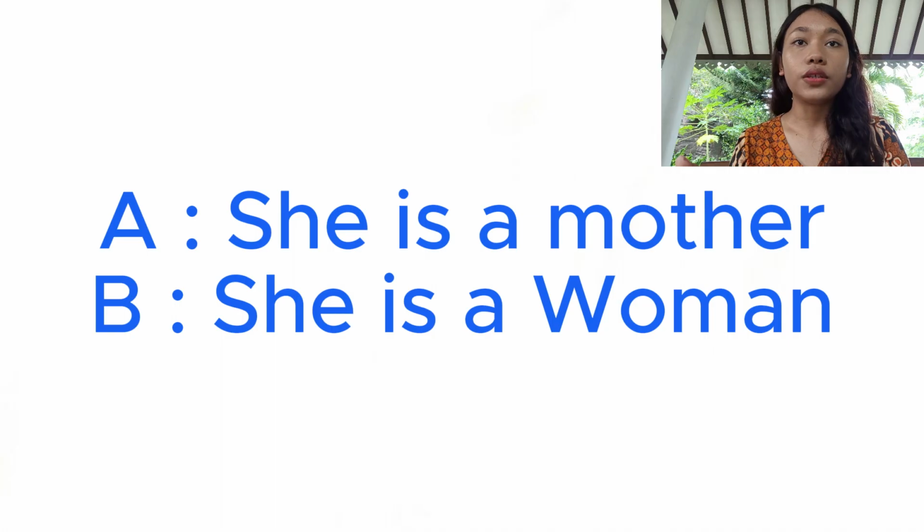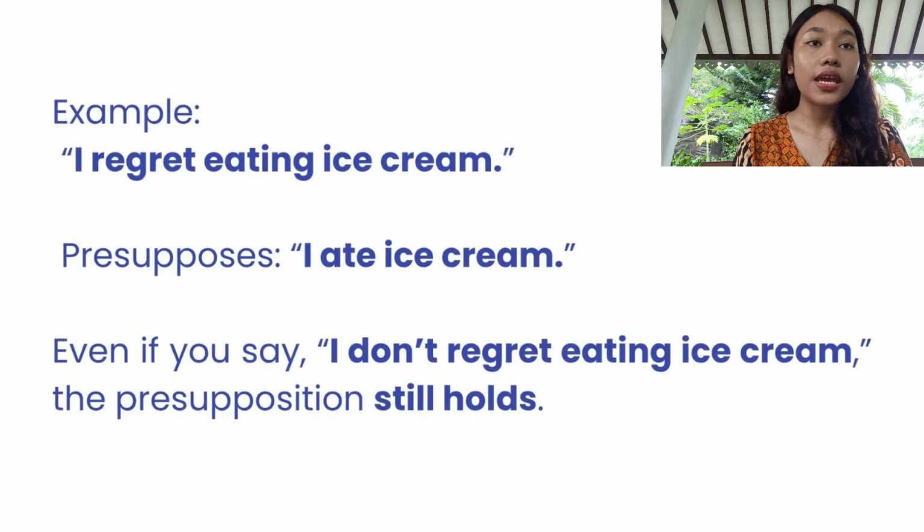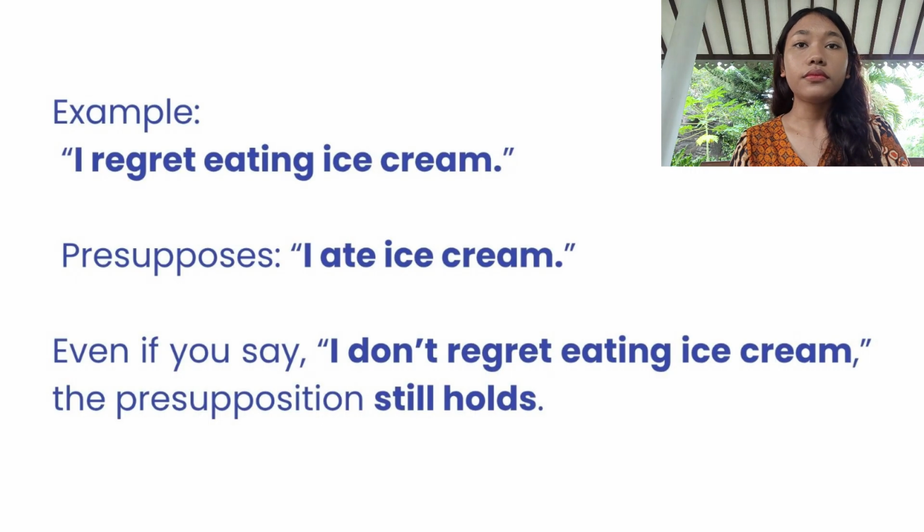And for the presupposition, it's a background assumption that must already be true before you can say a sentence. And it stays true even if you negate the sentence. For example, "I regret eating ice cream" presupposes "I ate ice cream." Even if you say "I don't regret eating ice cream," the presupposition still holds.